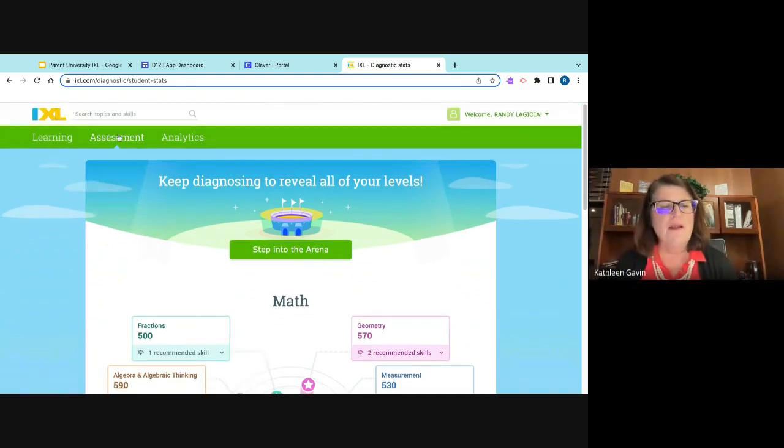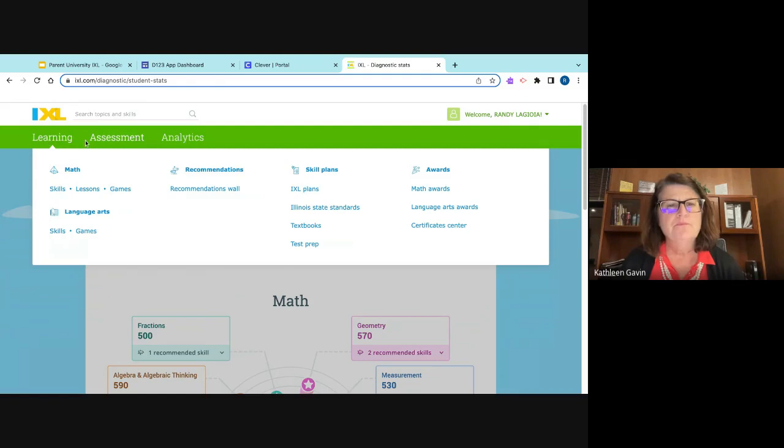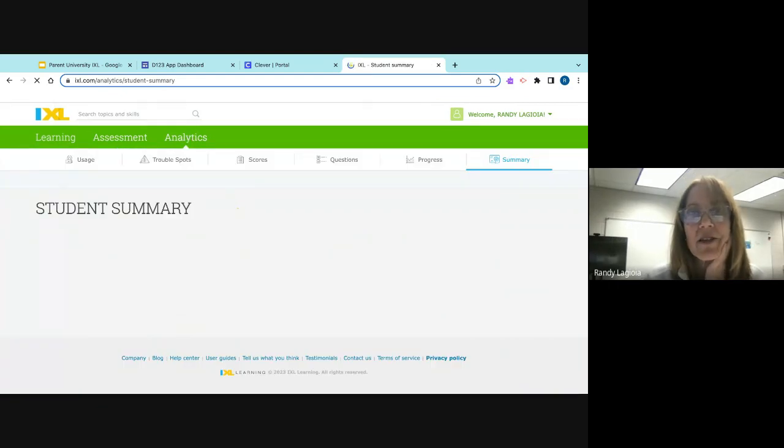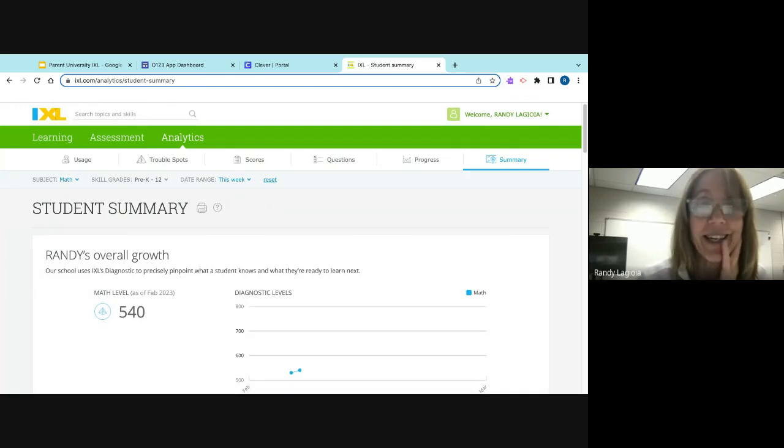So I think we're into analytics next. Okay. So back to this top bar, we've had learning, we've had assessment, which is the diagnostic, and now we have analytics. There is much information from IXL. It's just pretty amazing. For parents, I think the ones you will find most useful are going to be this usage area and this summary area. So we'll start with the usage.